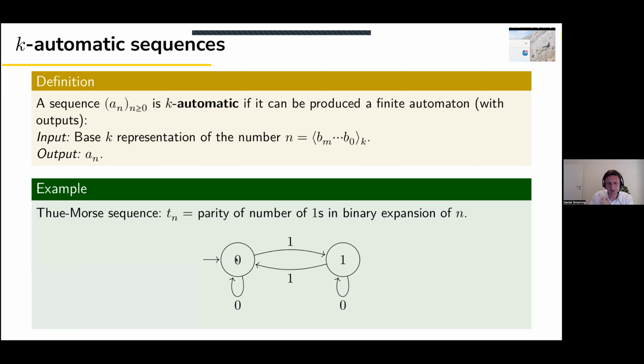I start here. If I have a 0, I stay here. If I have a 1, I toggle the state. And then again, if I'm at that state and read a 1, I toggle the state. If I read a 0, I stay here. The output produced is then this label here, 0 or 1. So if I read an even number of ones, I will get output 0. If I read an odd number of ones, I will get output 1. And in general, a k-automatic sequence is one that can be produced in that way. And these are classic sequences in theoretical computer science. Another one would be the paper folding sequence.